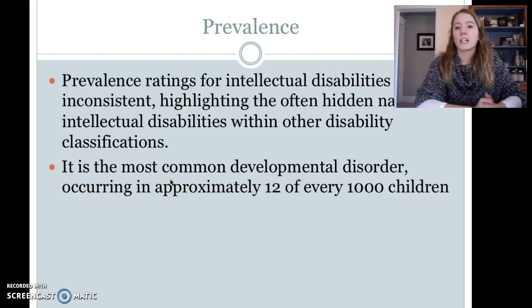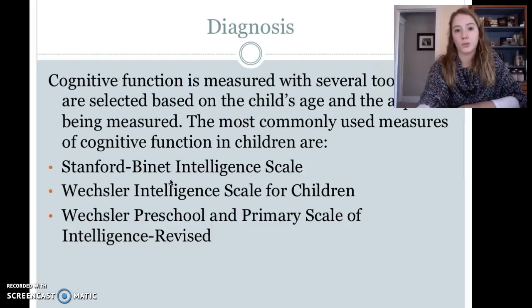Prevalence ratings for intellectual disabilities are actually inconsistent because the signs and symptoms are often hidden within other disability classifications. However, it is the most common developmental disorder, occurring in approximately 12 out of every 1,000 children.